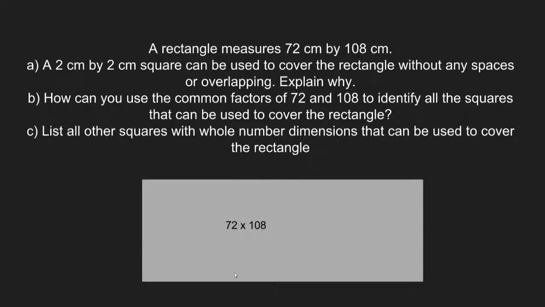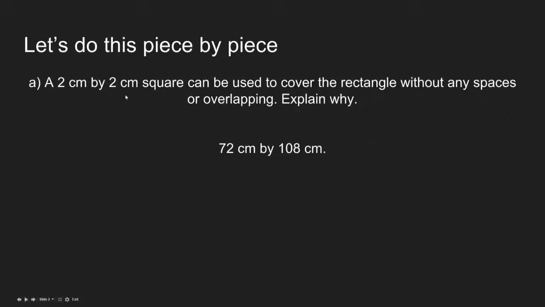A 2 by 2 centimeter square could be used to cover the rectangle without any spaces or overlapping, and explain why. Okay, so we're just going to do this in pieces. A 2 by 2 centimeter square can be used to cover the rectangle without any spaces. Well, this is where your divisibility rules come into play. You should be thinking about prime numbers and divisibility rules, and that should help you immensely. This ends in a 2, so it's divisible by 2. This ends in an 8, so yes, it's divisible by 2 again. So obviously, yes, we can use that 2 centimeter square.